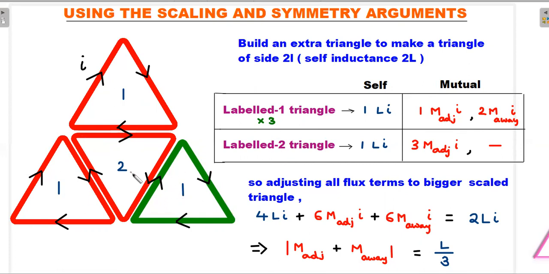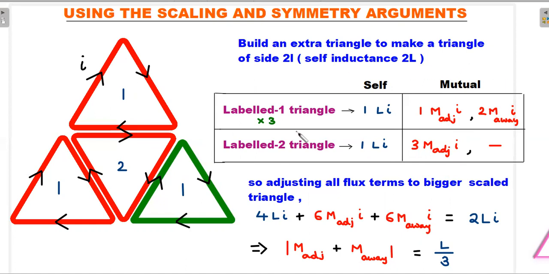Now coming to the labeled 2 triangle, how many self flux terms will be there? Only 1 Li. How many mutual terms will be there? There will be 3 M adjacents. Can you see? That will be there. And there is no M aways, right? This one doesn't have an away triangle to share. But only one such label 2 triangle is there.